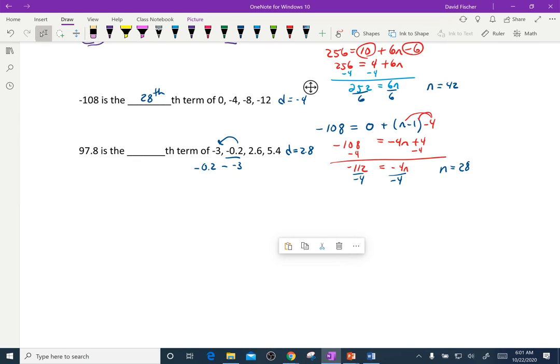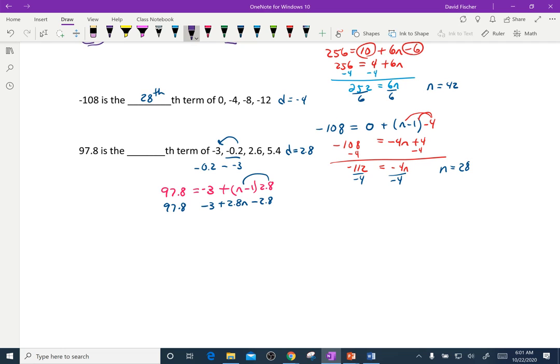All right, so now let's go down here and do it. They said 97.8 was our final answer. We want to know what term it is. So I want to say equals. We know our first number was a negative 3 plus n minus 1, and my difference was 2.8. 2.8 n's minus 2.8 minus 3.